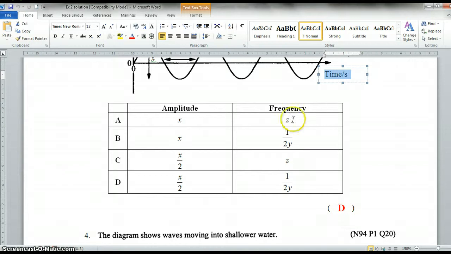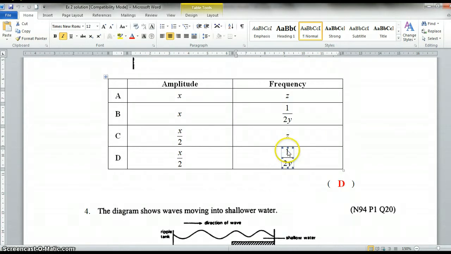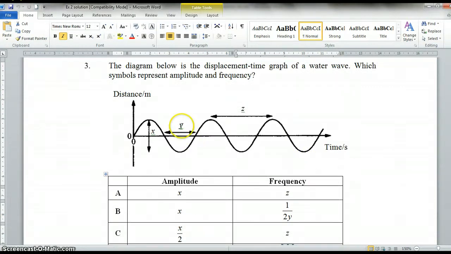Why answer D? Because there is no such option as 1 over Z. However, we do know that 2y is the same as Z. 2 times y is the same as Z. So D is also the correct answer: 1 over Z, and Z is also the same as 2y. Hence answer D, because here y is half the period. 2 times y will be the full period.